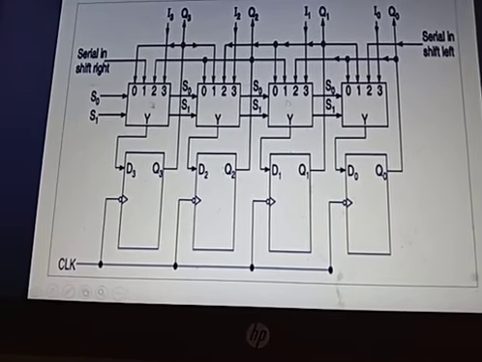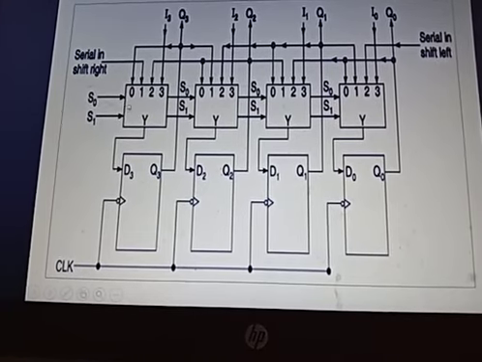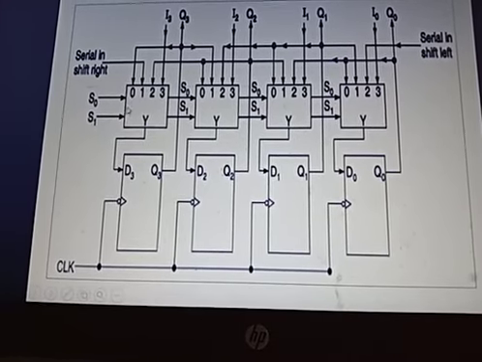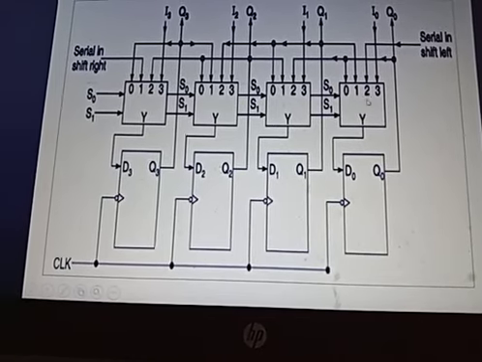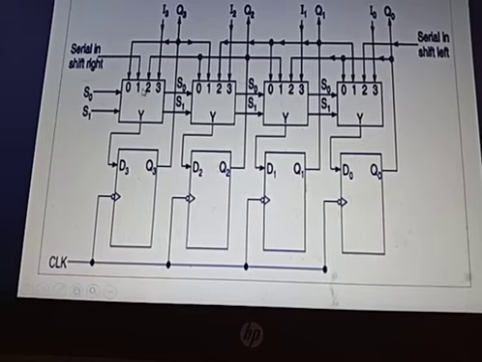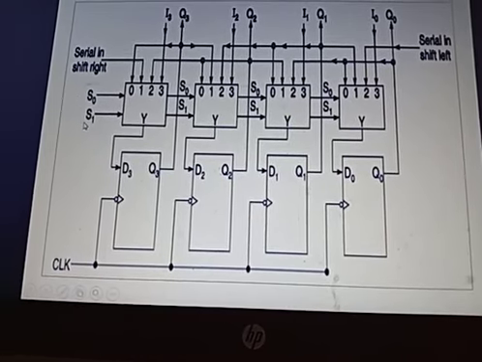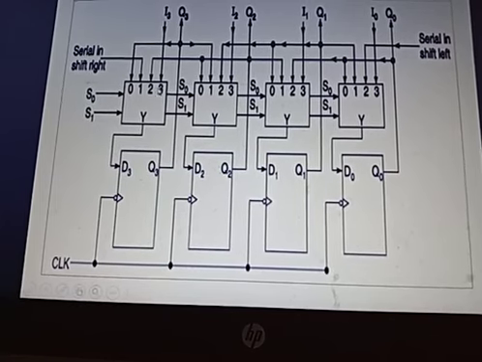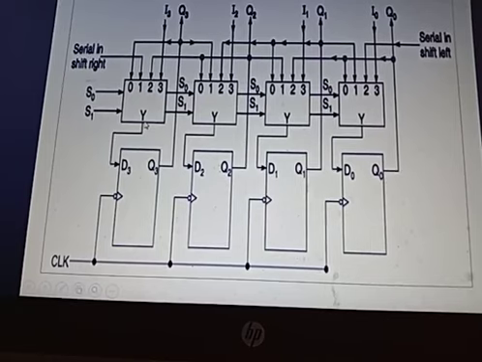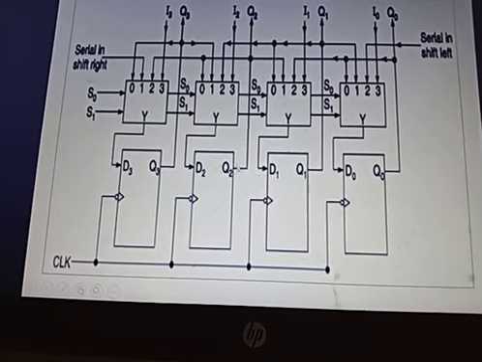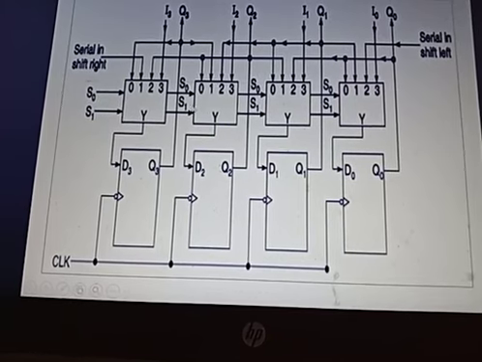And all your select lines are connected together so that when I give select line 0, 0, in all the muxes input 0 will be selected. When I give 0, 1, input 1 of all the muxes will be selected. For 1, 0, input 2 will be selected for all the flip-flops. When I give S0 equal to 1 and S1 equal to 1, input number 3 of all the flip-flops will be connected to the respective Y. So these are four flip-flops and there are four mux circuits. The select lines of the four mux circuits are joined together.